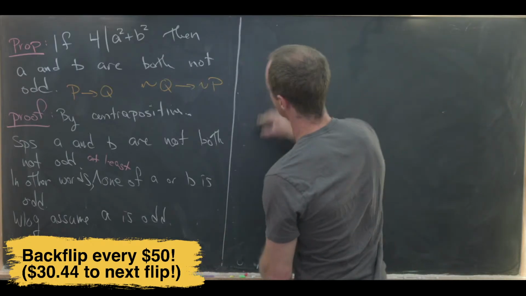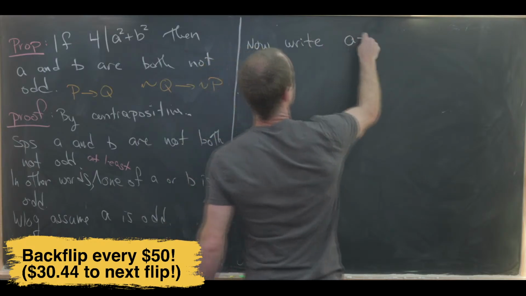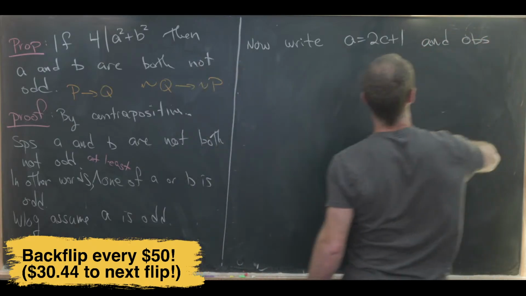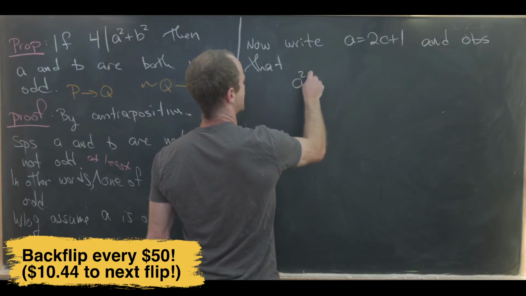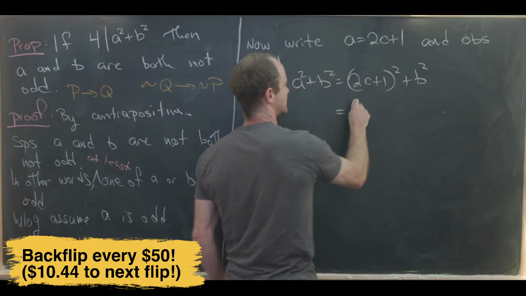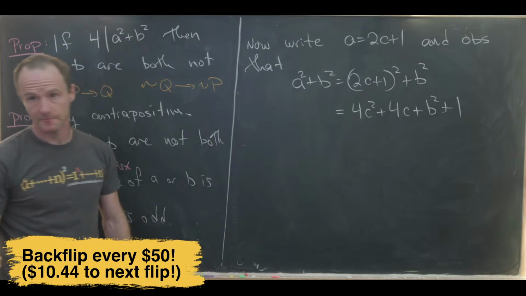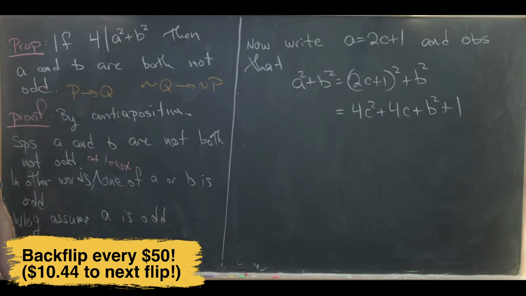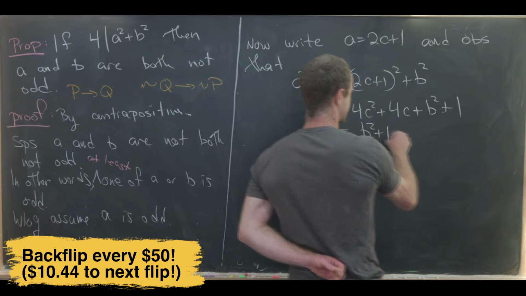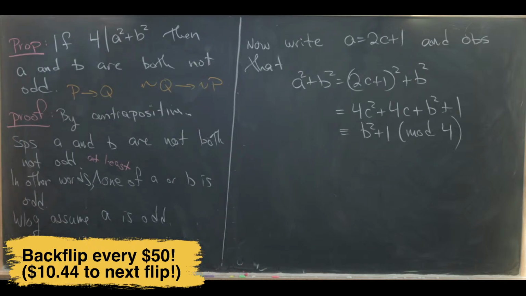Okay, so now write a equals 2c plus 1 and observe that a squared plus b squared equals (2c plus 1) squared plus b squared, which equals 4c squared plus 4c plus b squared plus 1. So we've got something like that, okay? But notice that that is congruent to b squared plus 1 mod 4, right? Because we got all those multiples of 4 in there.